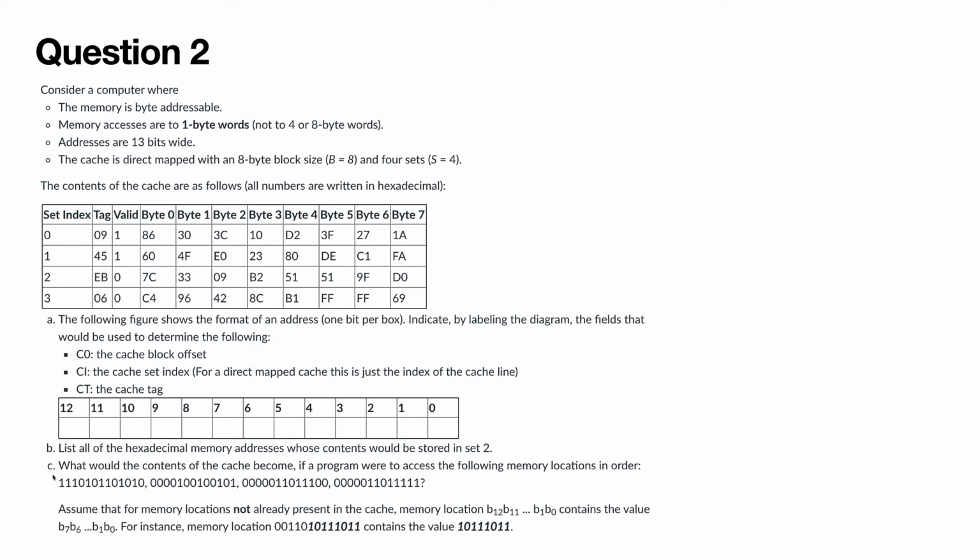And in question C, we need to answer what the content of the cache would become if a program were to access the following memory addresses. We have the following memory addresses, and we need to access them. After each memory access, what would be the resulting content of the cache? Pause the video for 5 to 10 minutes, think about it, and once you figure it out, compare your solution with mine.